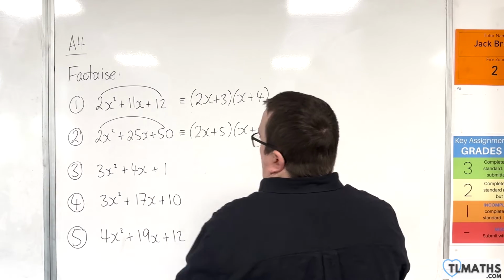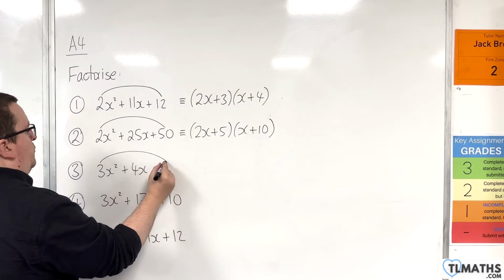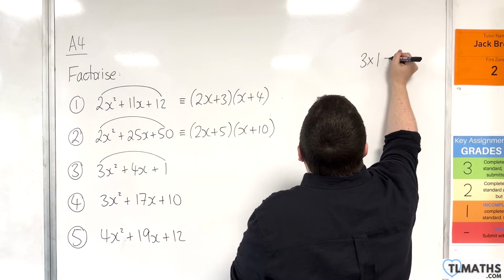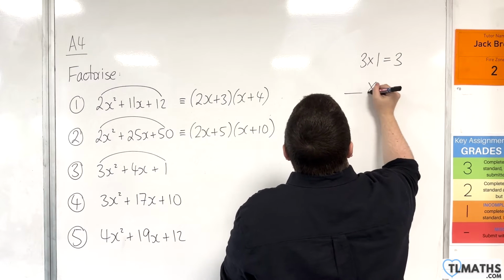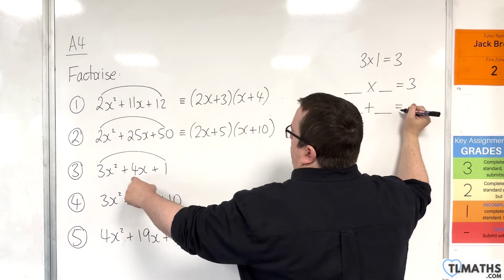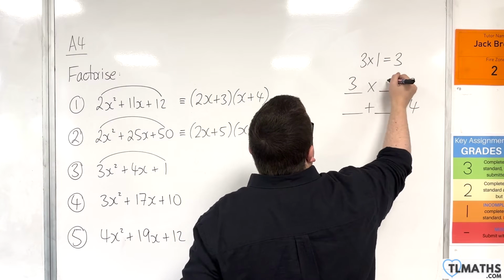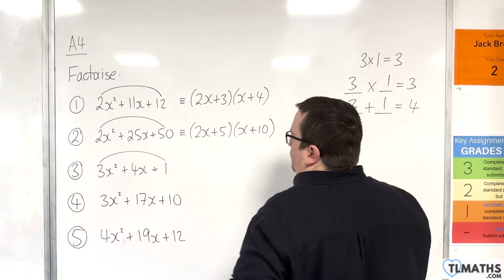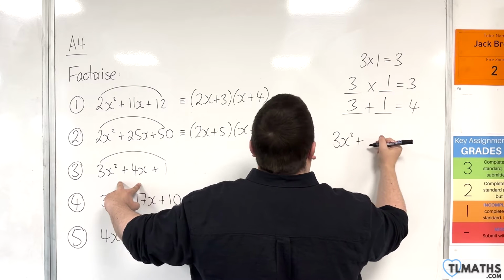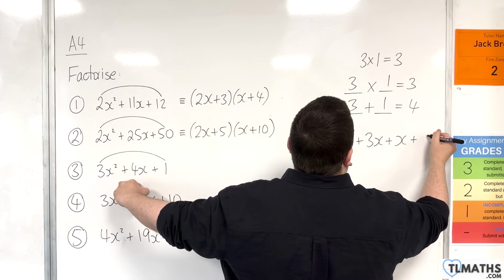Right, the third one, 3x squared plus 4x plus 1. So first of all, multiply the 3 and the 1 together. So of course that's 3. So we're looking for two numbers that multiply together to make 3, but add together to make 4. And of course, 3 and 1 works here, right? So we're going to have the 3x squared. I'm going to split the 4x into 3x plus 1 lot of x. And then we've got the plus 1 on the end.